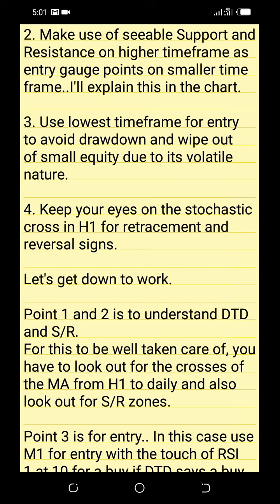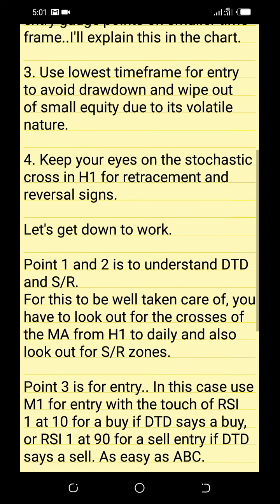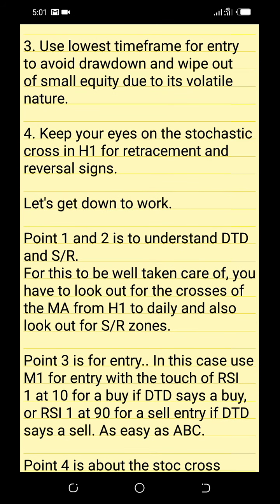And that's why the crux, the key point of this strategy, is the entry point. Number four, keep your eyes on the stochastic. There should be a stochastic and RSI relationship, and I'm going to talk more about this. So keep your eyes on the stochastic cross in H1 for retracement and reversal signs.